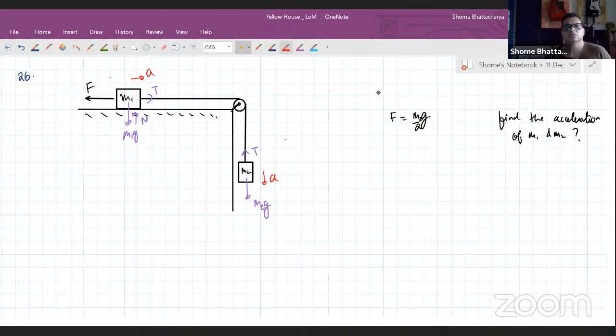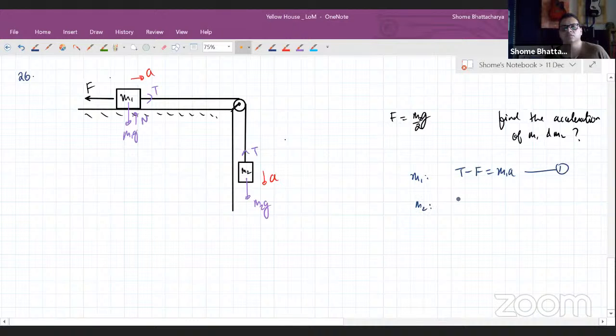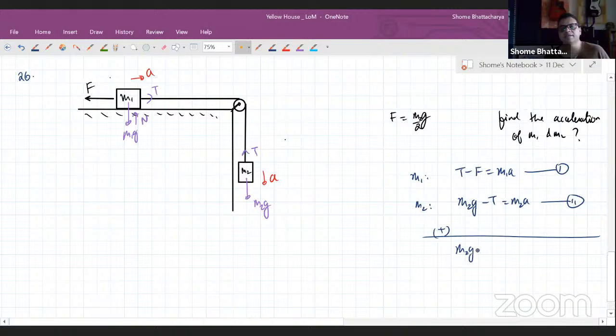Okay. So for M1, we have the equation T minus F is equal to M1 a. Don't worry about the weight, it is balanced by normal reaction. For M2, however, the weight is pulling it down. So weight minus tension is mass into acceleration. Now to solve for acceleration, just add the two equations, very simple. So tension cancels out. So M2 G minus F is equal to, on the other side, (M1 plus M2) a.